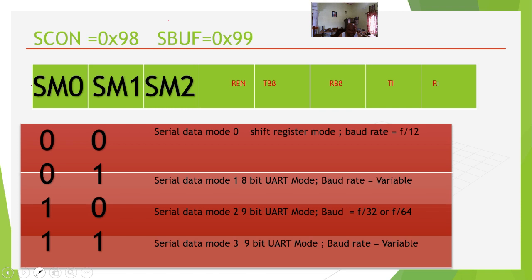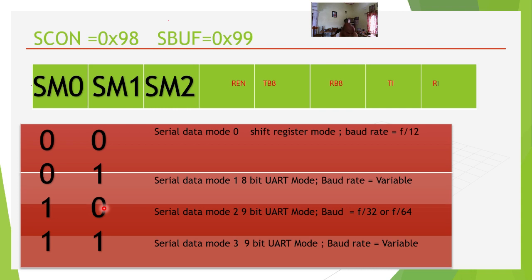The first serial data mode is called serial data mode 0, when both are 0, 0. It is a shift register mode where the baud rate is calculated using F by 12. And what is the baud rate here? Baud rate is the number of bits transmitted per second. The number of bits transmitted per second will decide the fastness of the serial communication. How fast the serial communication is will be decided by the baud rate. If the baud rate is higher, then the communication will be faster.